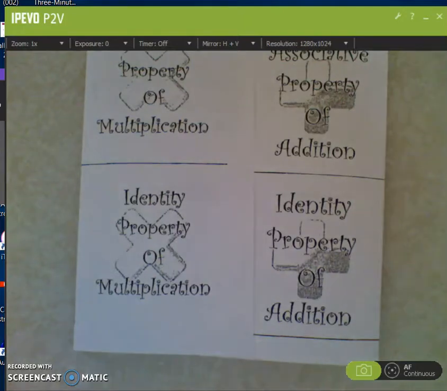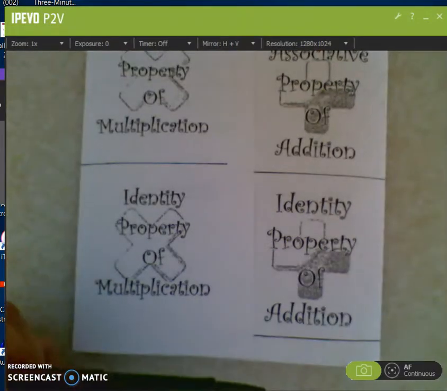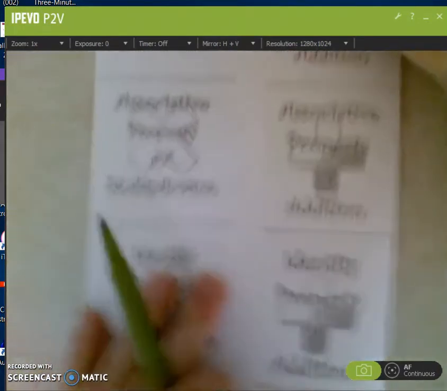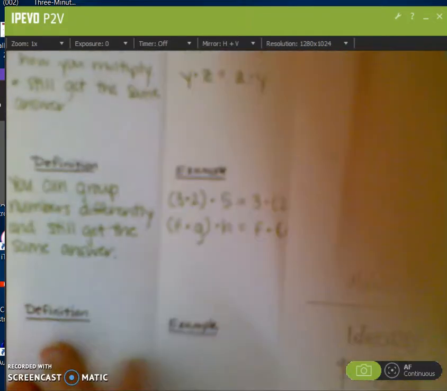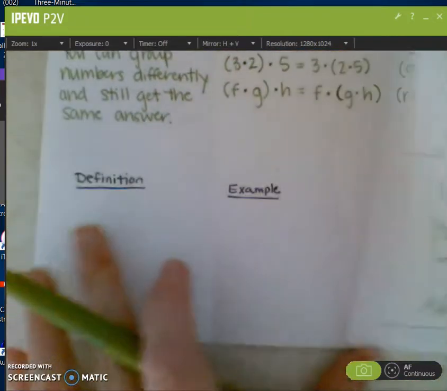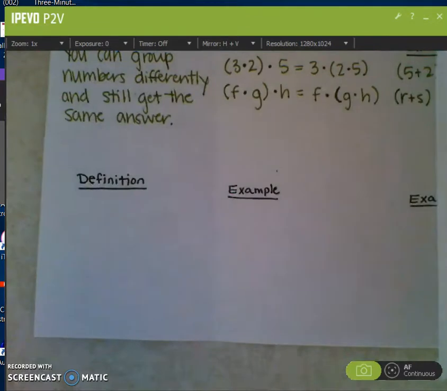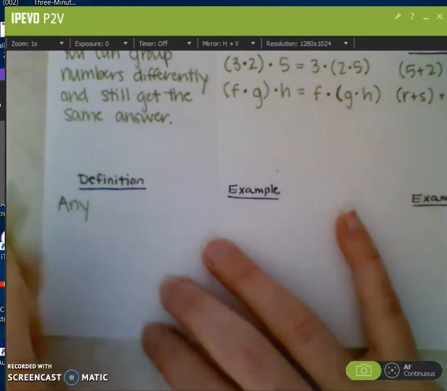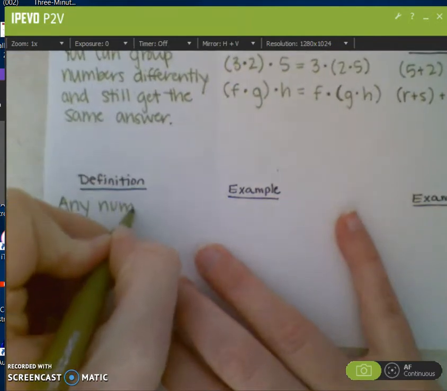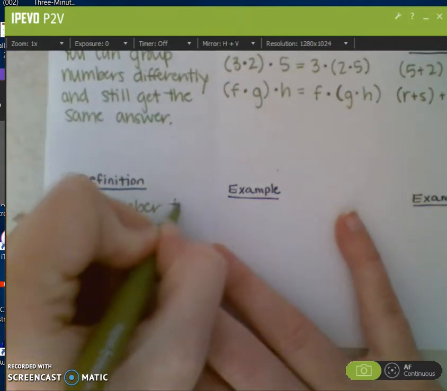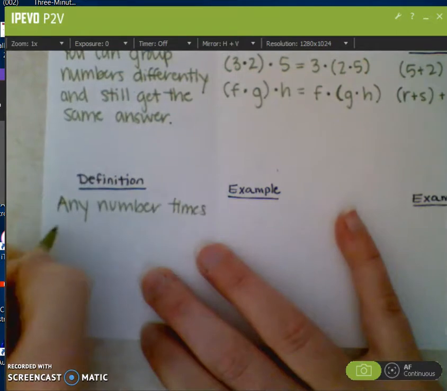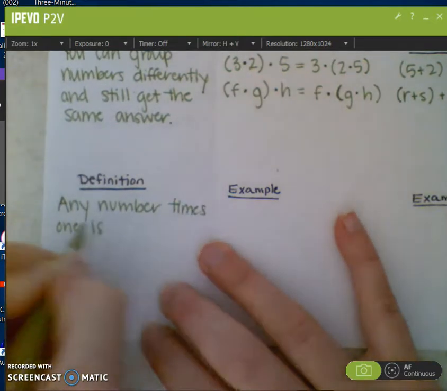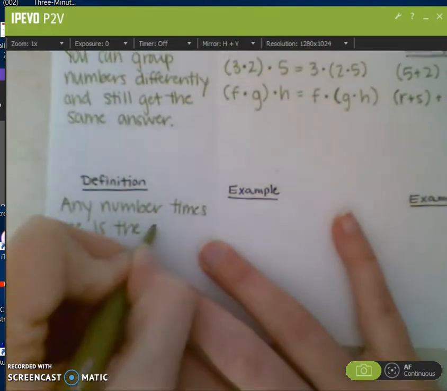The last property that we're going to talk about in this foldable is the identity property. We've got the identity property of multiplication and the identity property of addition. If we open up our foldable here for the multiplication side, our definition for the identity property is any number times 1 is the original number.